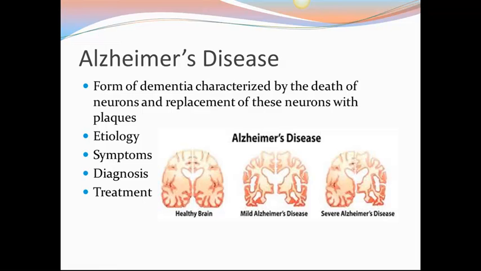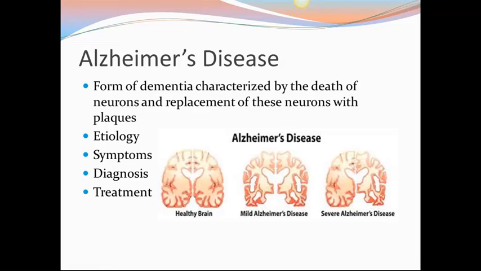Alzheimer's disease is a form of dementia characterized by the death of neurons and the replacement of these neurons with plaques. The etiology is unknown, but may be hereditary, and a history of head traumas is being linked closer and closer to Alzheimer's disease. Symptoms include loss of short-term memory, inability to concentrate, and slight changes in personality. Later symptoms are difficulty communicating, agitation, restlessness, disorientation, incontinence, and combativeness.